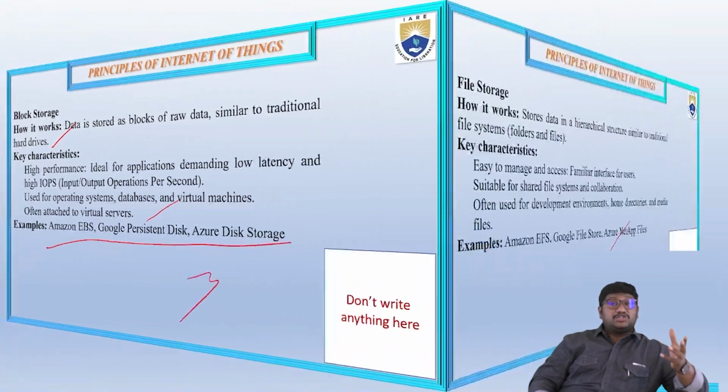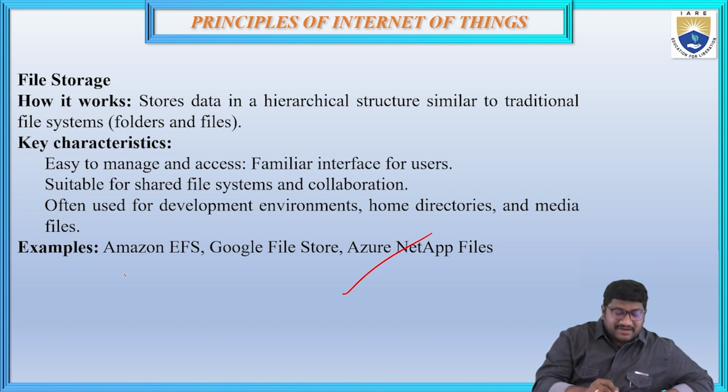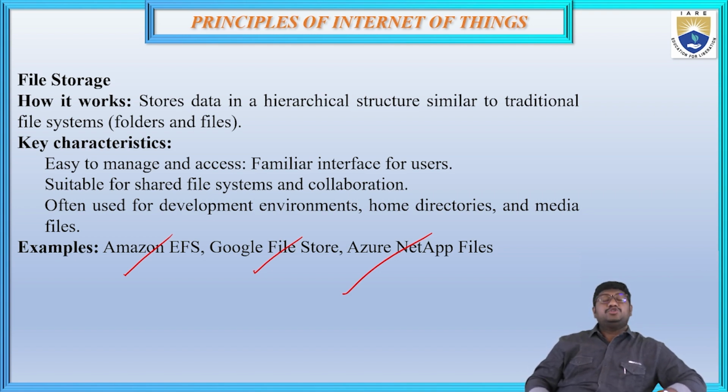And coming to the third one, which is file storage. This file storage functions by storing the data in a hierarchical structure, similar to our traditional file systems like folders and files, which have been maintained regularly from our olden days. The main characteristics of file storage are that it is very easy to manage and very easy to access. Familiar interfaces for all the users. And this storage system is suitable for sharing file systems and collaborative purposes. It is also often used for development environments, home directories, and media files, guys. And the best examples for file storage are Amazon EFS, Google File Storage, and Azure NetApp Files. These are the best examples for file storages in cloud storage models.